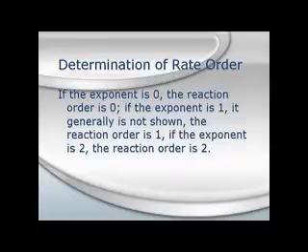Determination of rate order, we're really solving for what the exponents, M or N, the symbols from the generic equation are. If that exponent is 0, the reaction order is 0. If the exponent is 1, the reaction order is first order. But when it's first order, we generally don't show a 1 there. You would just show the concentration in brackets. If the exponent is 2, then the reaction order is 2.